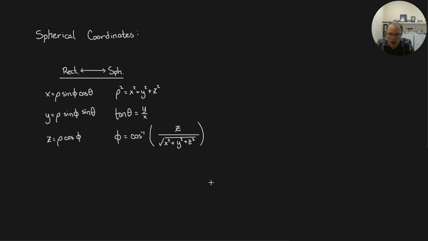Okay. And then we do sometimes find use for one other equation. I call it the bonus equation. Rho sine phi plays the same role as r does in cylindrical variables. So if you have x squared plus y squared, you could replace it with rho sine phi all squared. Okay.